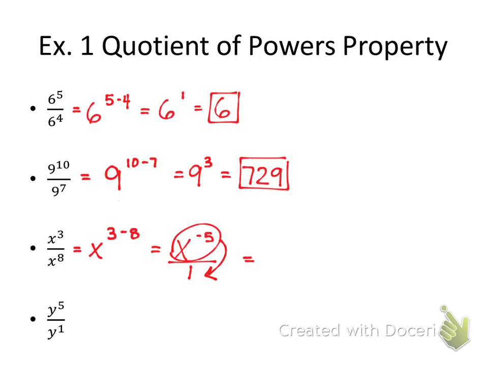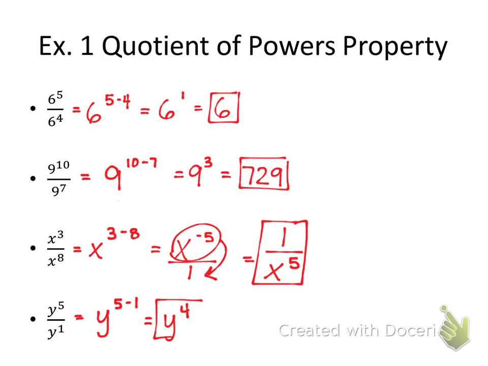So what goes up top whenever I move everything out of the numerator is a 1, and then it's going to become x to the positive 5th power. And that would be my answer there. Okay, let's do one more. My bases are the same. It's y, and I can subtract 5 minus 1, which is y to the 4th power.